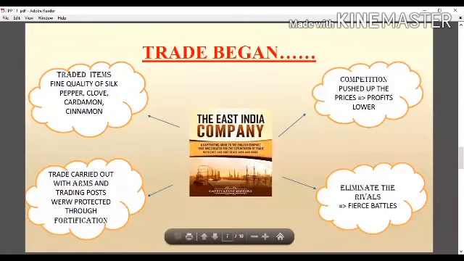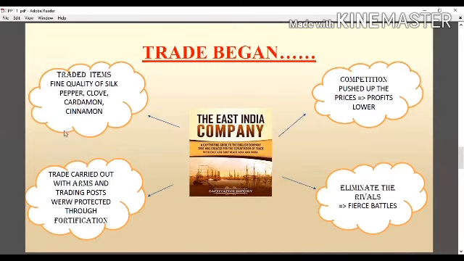Now, when the trade began, the EIC had to take care of certain things, because as I told you, it was not an easy task to set up their trading route. There was a lot of competition. When they came to India, they were very fascinated by the fine quality of silk, pepper, clove, cardamom, cinnamon. All these things were in demand in Europe. They thought this was the best place to take them from, and they used to trade them to their own country.